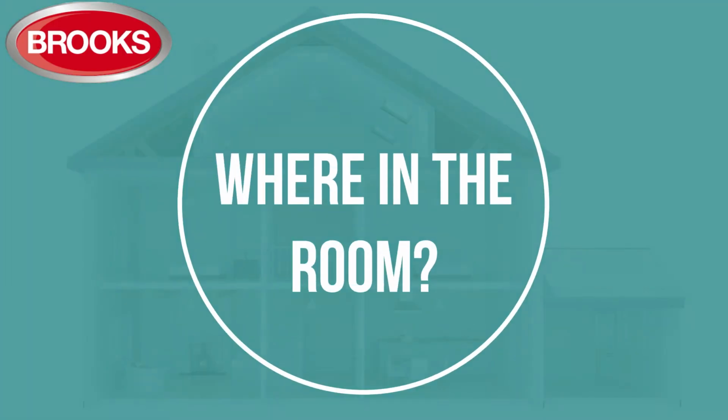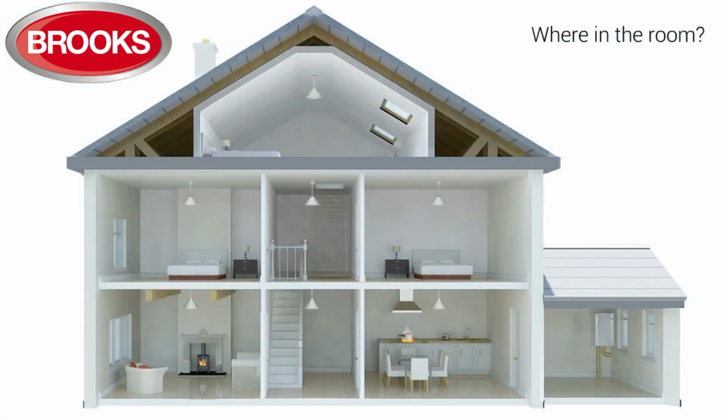Where in the room? In a room with an appliance, the alarms should preferably be positioned on the ceiling at least 300 mm from any wall. While not recommended, if it must be placed on the wall, it should be at least 150 mm from the ceiling and above the height of any doors or windows.